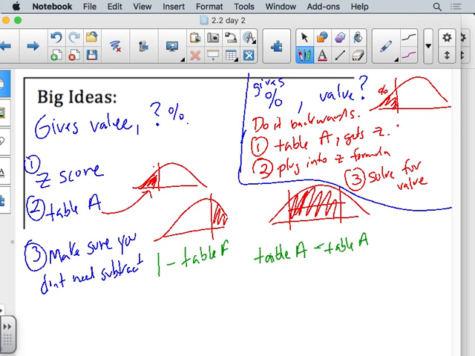It gives you your number and you want to know what that value is. So it gives you your percentage. Alright, 4 different things.